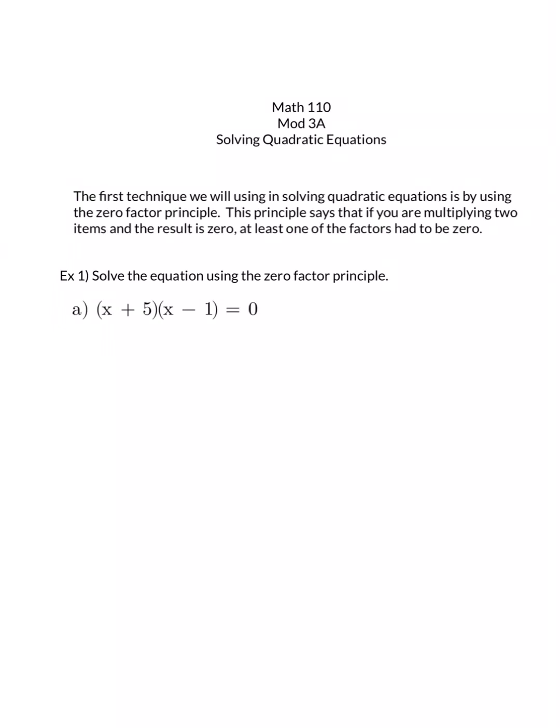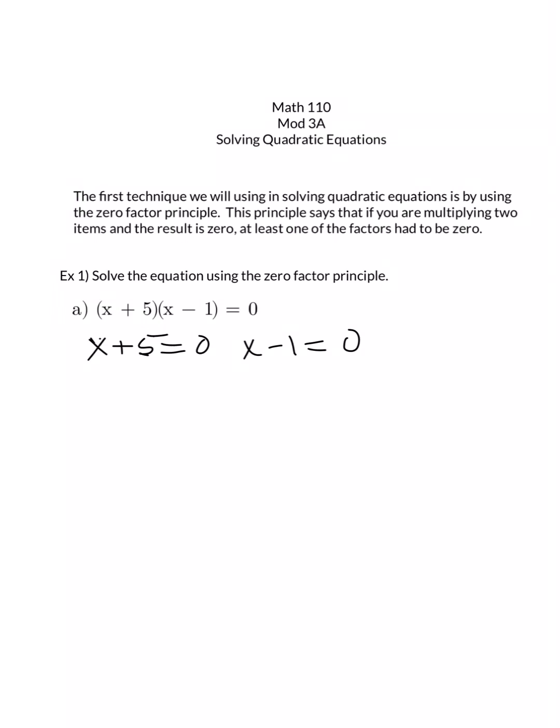In order for the factors of x plus 5 times x minus 1 to multiply and equal 0, one of those factors has to equal 0. So in order to figure out what those possible answers are, we take each factor, the first one of x plus 5, and set it equal to 0. And then take the second one of x minus 1 and set it equal to 0.